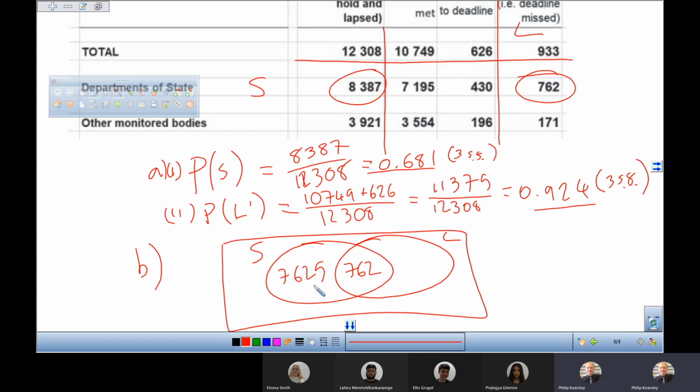762 is in S and L. The remaining L, which is not S, is 171. Over the easy L dash. So that 171 goes there. What's left over? You can either add them together and take away from 12,308, or more likely, just add the S dash L dash together.